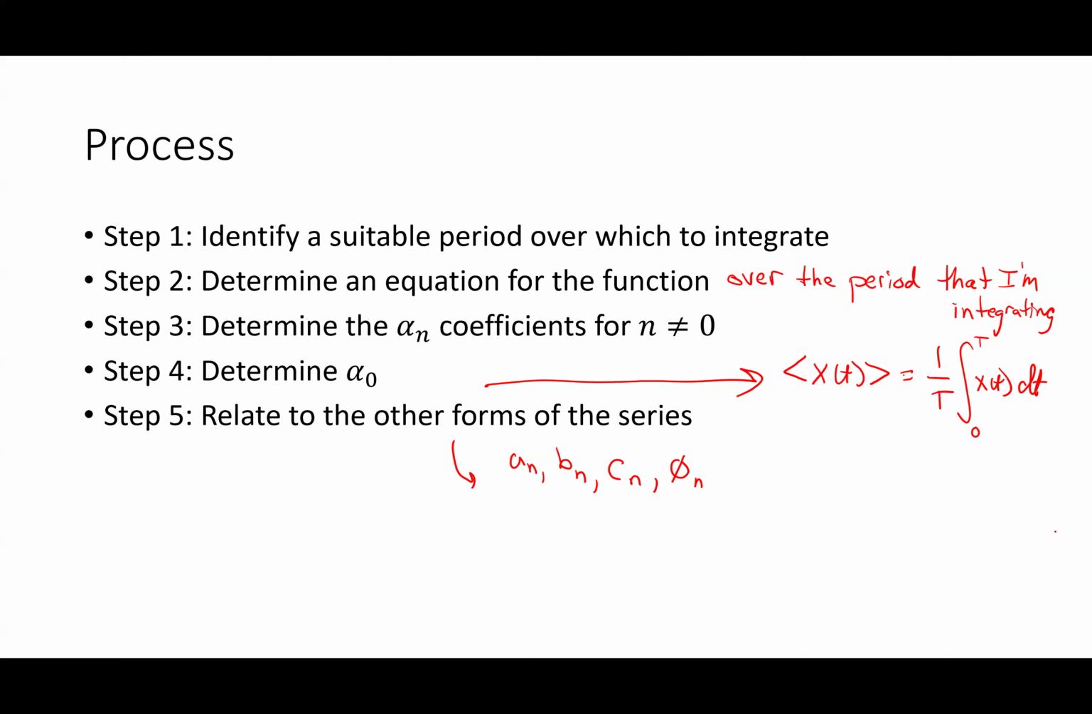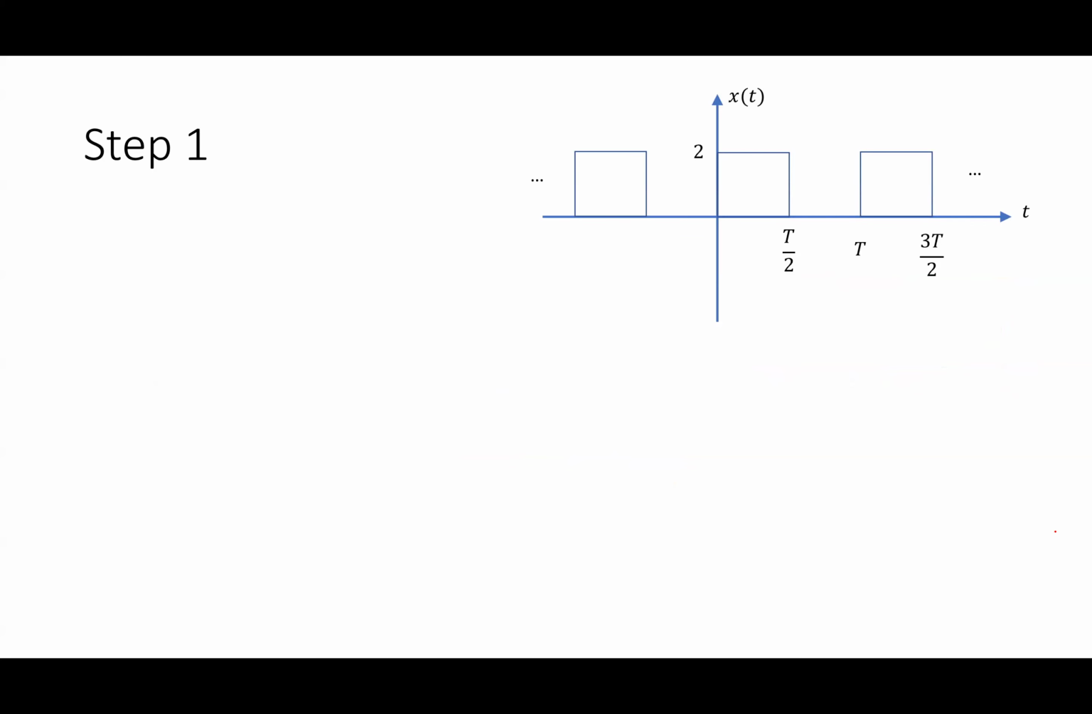Let's think about this for a second. I'll go to the second step. The period here should be obvious, right? What's the period? T. This repeats with period T. So I made that part obvious. But for step 2, how would I define the function? I'm going to integrate from 0 to capital T, so I need to figure out what is the function x of t over that time period.